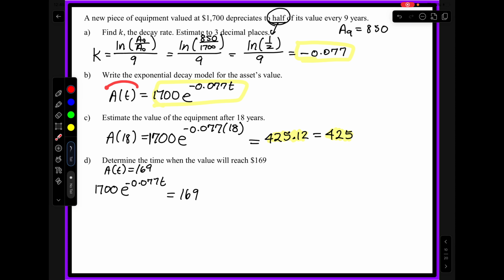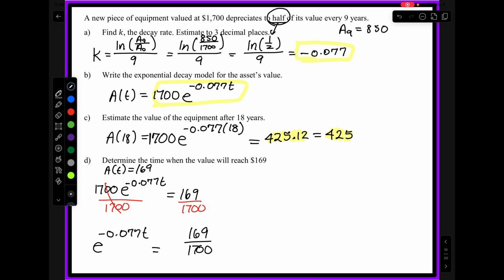So all we're doing is basically solving again this equation, replacing this with that number. Even though it looks kind of weird, it's backwards because I just wrote this in the other order. So I just have this equal to A of t, because that's how I like to see my equations. So I'm going to divide this by the 1700. And then e to the negative 0.077t equals the ratio of 169 over 1700.